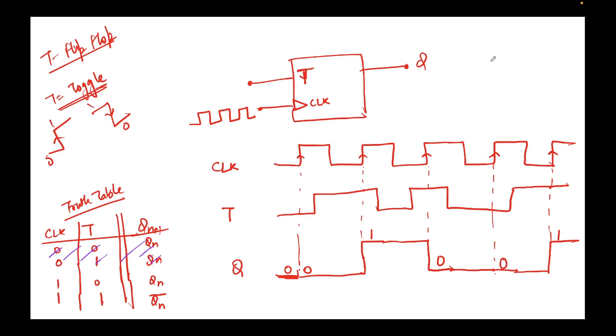Just one more thing. T flip flop is nothing but a version of JK flip flop. Bottom two rows are taken. First two rows are not taken, usually, because the output is not changing. If the clock is not there, even though you change the toggle input, the output will not change. It will retain whatever the value is. Usually that's not in the truth table.